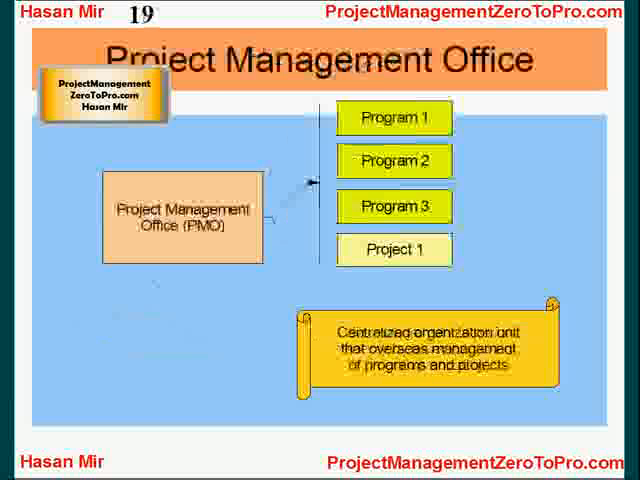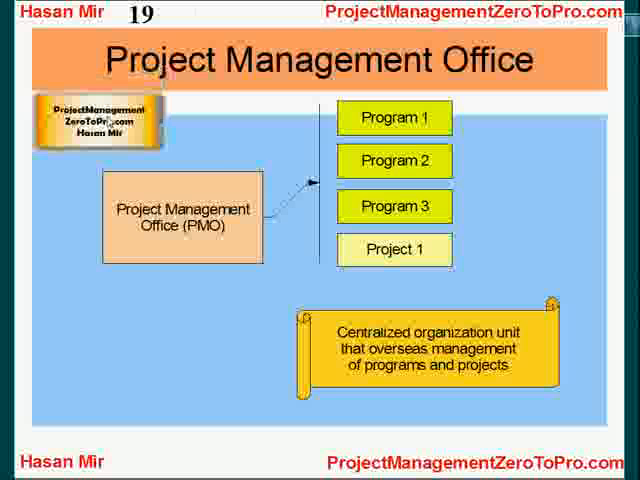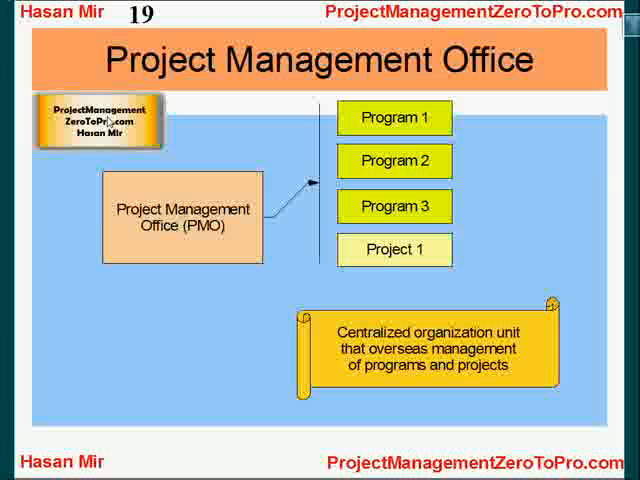Let's talk about the third group, that is a project management office. There's a third way of organizing project work. What is a project management office? It's a centralized organization unit that oversees management of programs and projects. So basically the PMO oversees all programs and projects in the company. Now the question comes to mind: a portfolio does the same thing, and PMO does the same thing.